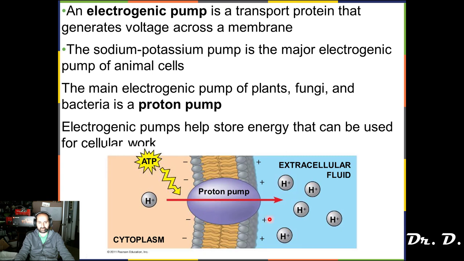Let's say I have a transporter. This is an active transporter called the proton pump. What do proton pumps do? They pump protons. Do you remember what proton means? H plus means a proton. So this is an active transporter of protons. ATP is going to power the pumping out of protons.